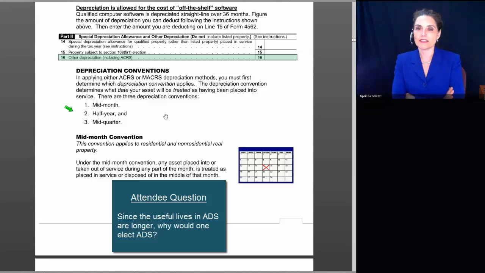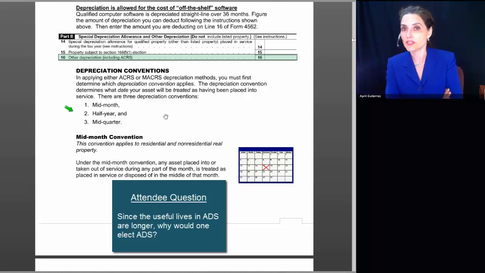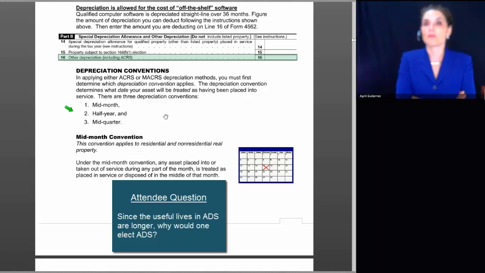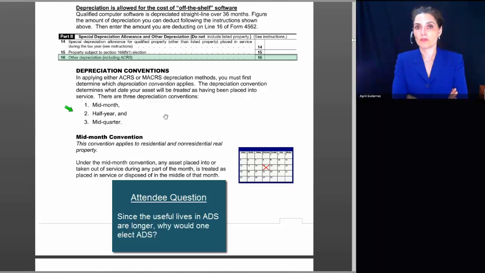Well, you would elect ADS if you don't want to depreciate too quickly. Maybe you've got not a lot of revenue coming in early on, and you don't want to use up really good deductions that you think you would like to save for later on. So it can be worthwhile to spread depreciation out over a longer period of time.